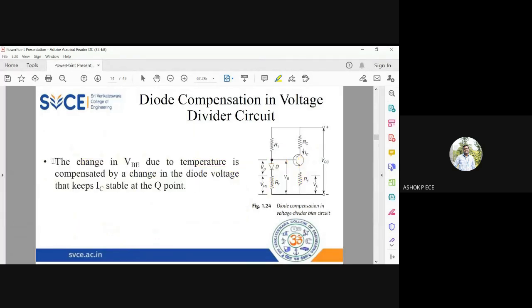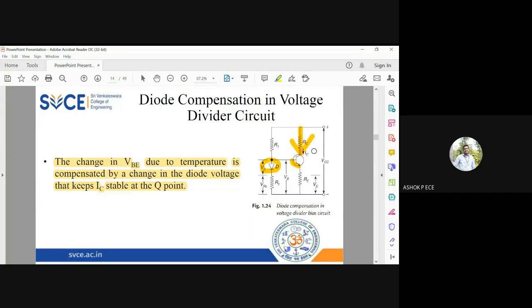Okay, this change in VB due to temperature is compensated by change in diode voltage, which keeps the IC stable at the Q point. So any change in this VBE is automatically controlled by this VD. If the VB is increasing, this VD will also increase. When you subtract, it will get cancelled. When VB is decreasing, VD will also decrease in the same way. When you subtract, it will get cancelled. So in that way, what do I achieve? My Q point is exactly maintained in the middle of my DC load line, and constant collector current is going to flow throughout my circuit.